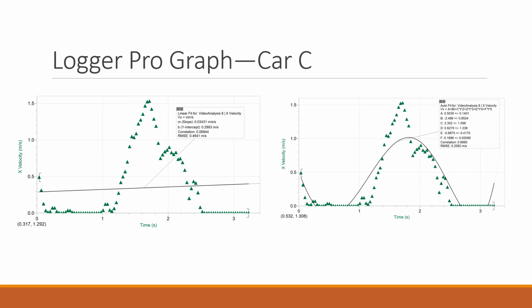For car C, after using the video analysis to measure out the data points, on the left-hand side, again, this is the linear fit used, and this is the best fit for the curve, which was kind of better than the linear, as the linear did not really fit the data points. And I could tell that there was a common trend because car A, car B, and car C all have a positive velocity and a positive acceleration because the data points are above the x-axis.